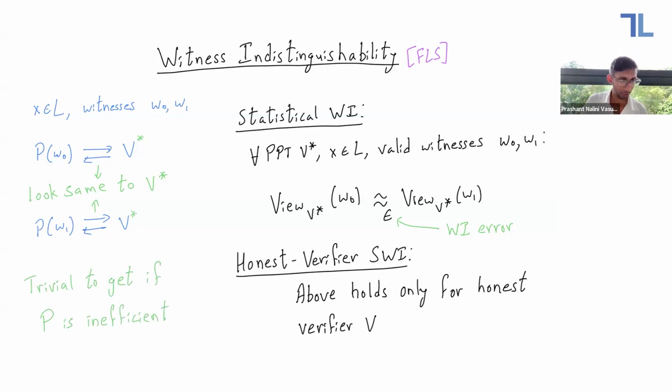One observation here is that this property is trivial to get if you allow the honest prover to be inefficient. Because given the instance, you can ignore the witness you're given, look for some canonical witness, and just use that every time in the proof. So if the prover is inefficient, then it doesn't even make sense. This property can be vacuously achieved. So again, we are only going to be talking about efficient provers here.